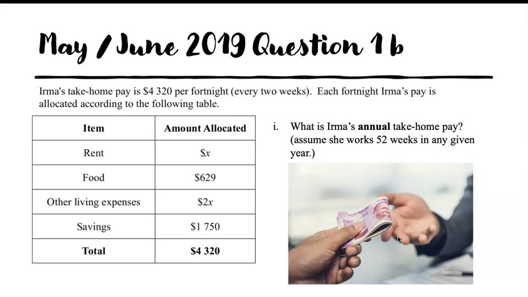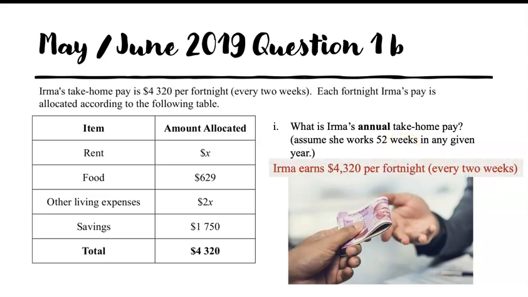So here's the question. Irma's take-home pay is $4,320 per fortnight, and a fortnight is every 2 weeks. Each fortnight, Irma's pay is allocated according to the following table. Part 1 says, what is Irma's annual take-home pay? Assume she works 52 weeks in any given year.